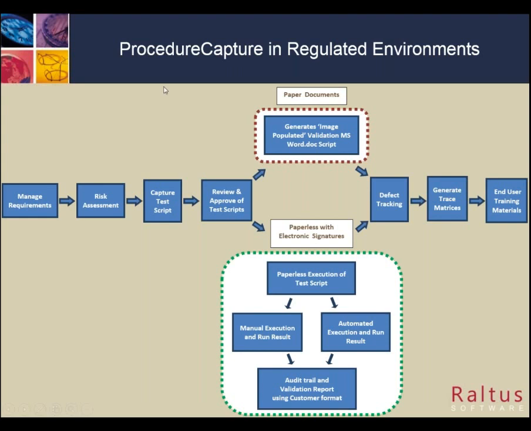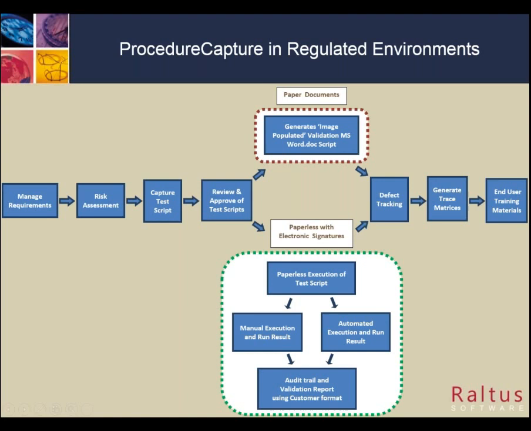So just to give you an overview of what we have, we basically manage the requirements, do the risk assessment, capture test scripts, review and approve them, and then, as David said, we still allow for people to do paper documentation. I'm not going to go into that today at all, but people still want it, so we allow them to output it if they want in a document and wet ink sign it. But increasingly, this is the route that most people are going in terms of paperless execution, either manually executing the test script or using our automation tool within the test script. Either way, you get your audit trail, your validation reports.